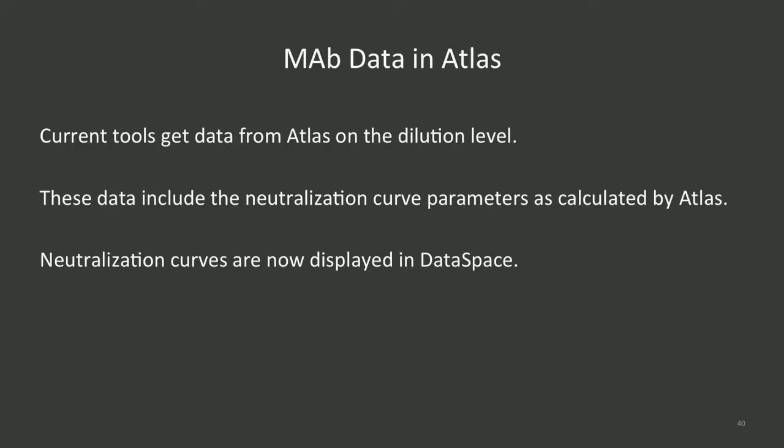So as I mentioned, NAB studies are dilution-based, but all the NAB data that we have in DataSpace right now just stores a titer value, a Titer 50 value. What we wanted is the dilution level data, because we wanted to show users those neutralization curves. And so we had to make a modification in our process to account for that.